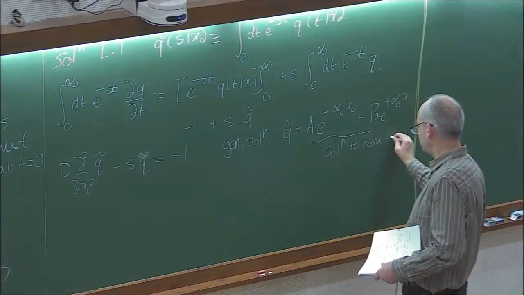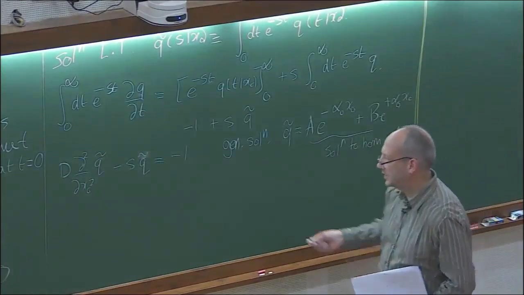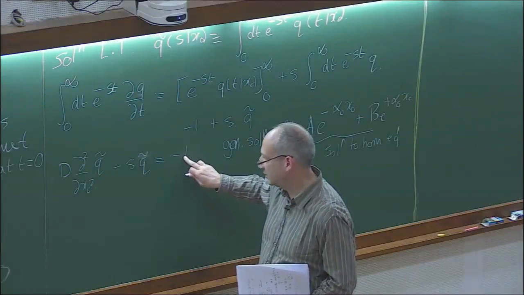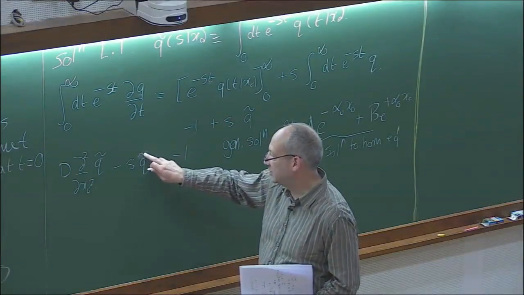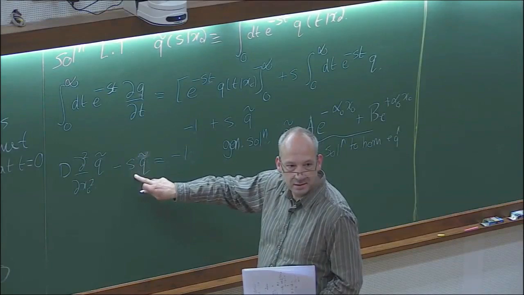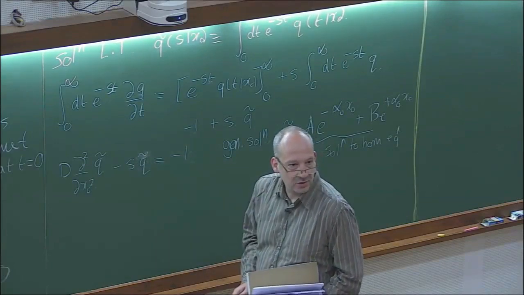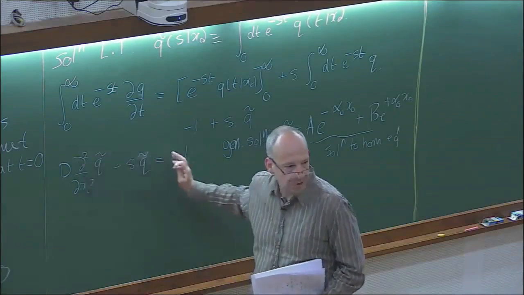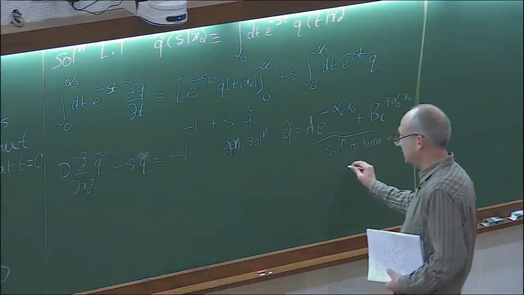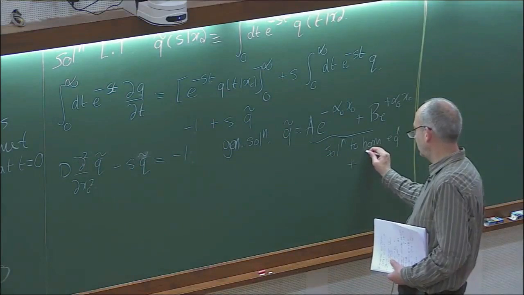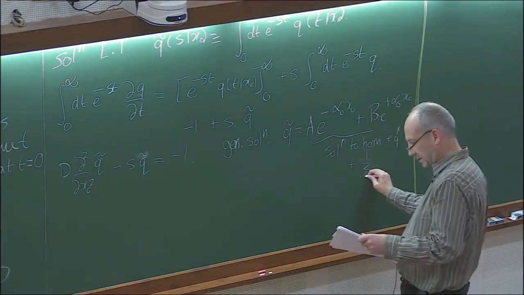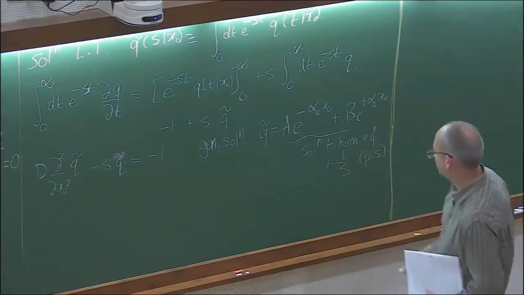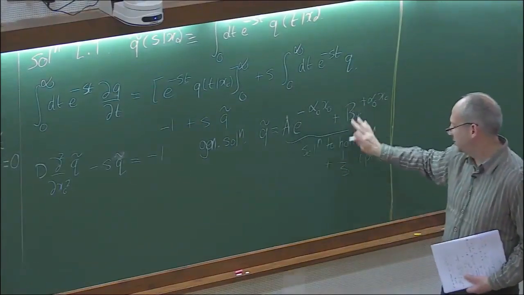And then I need to find a particular solution when the right-hand side is minus 1. That's easy. I can just choose q tilde is 1 over s. And that's a particular solution. Right, so 1 over s is a constant, so that term would be 0. So it works. Plus 1 over s. Sorry, it's a little bit messy. So it's these two terms plus 1 over s.